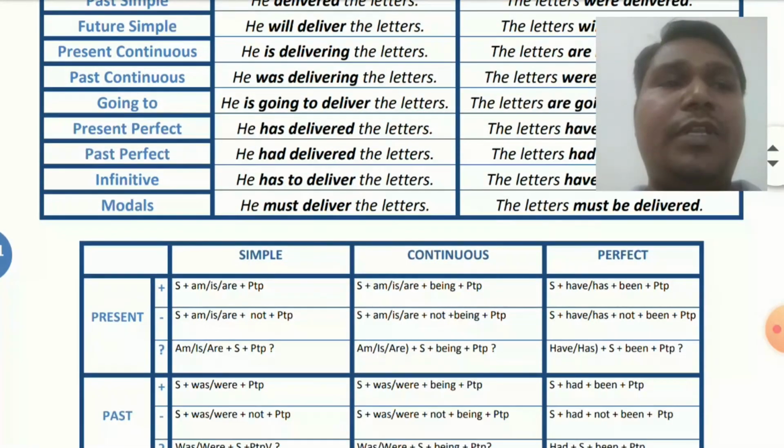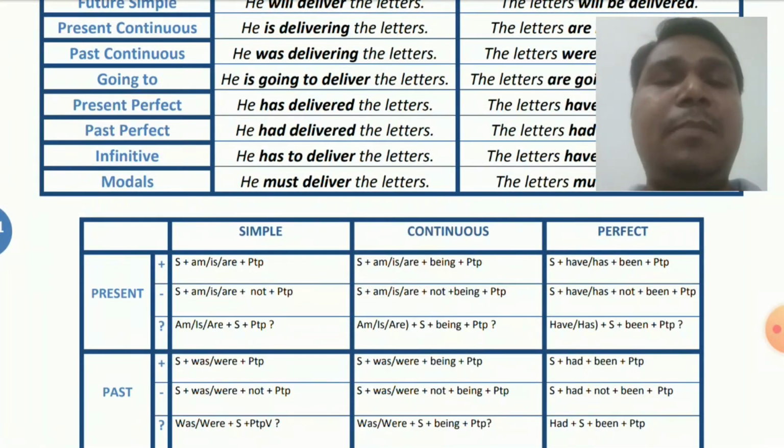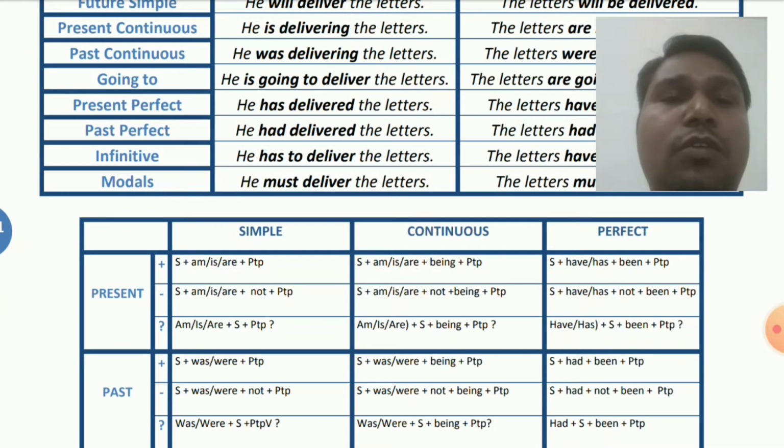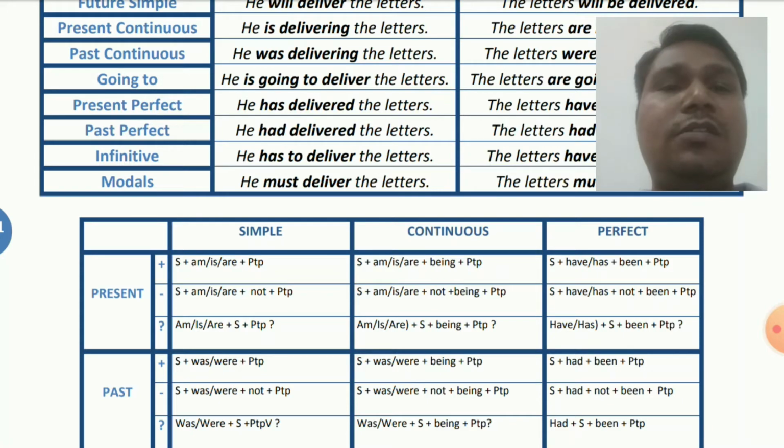Now let's start with the present tense. First of all, simple present tense. To make the affirmative into passive voice, you have to use this format: subject, meaning the object of the active voice, plus am, is, are. It means the to be form of the verb, plus the past participle. If you use this format, it will become your passive voice. To make a negative sentence, you have to use the format: subject plus am, is, are plus not plus past participle.